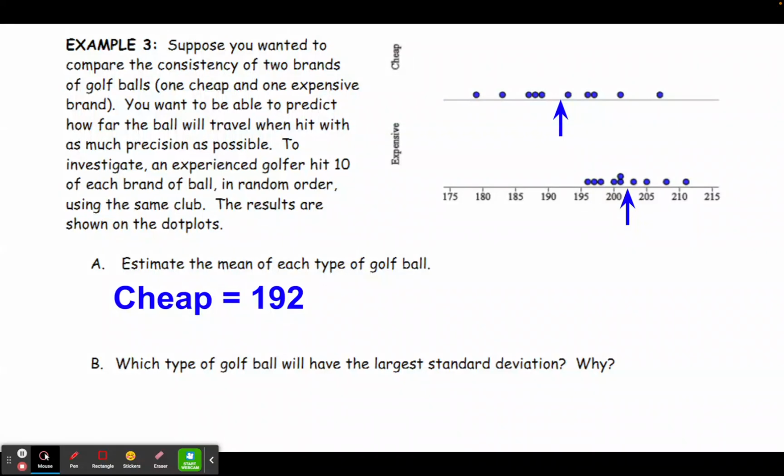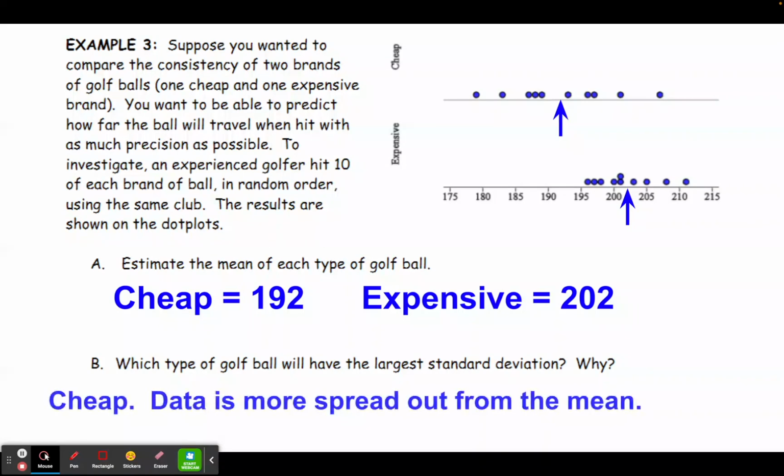For the expensive golf ball, the middle is a little bit higher. I would say maybe at about 202. So with the expensive golf balls, we can probably hit them a little bit further on average. But which one would have the largest standard deviation? Well, without having the data, we can't really calculate it, but we can estimate from looking at the dot plot just by determining which data is more spread out. And we can see pretty clearly that the cheap golf ball is going to be a little bit more spread out than the expensive golf ball. So it's going to have the larger standard deviation. The data is more spread out from the mean.